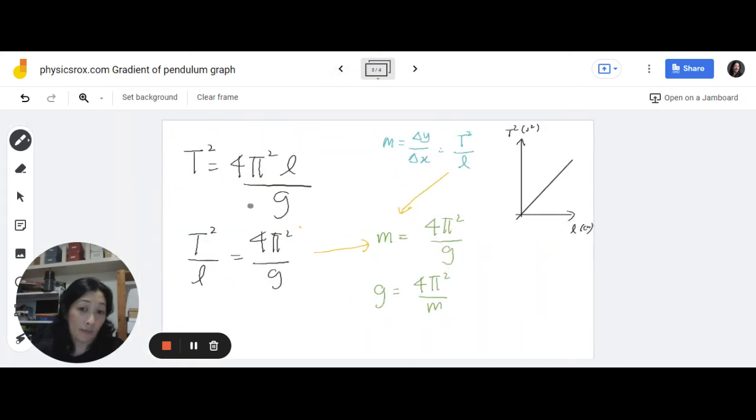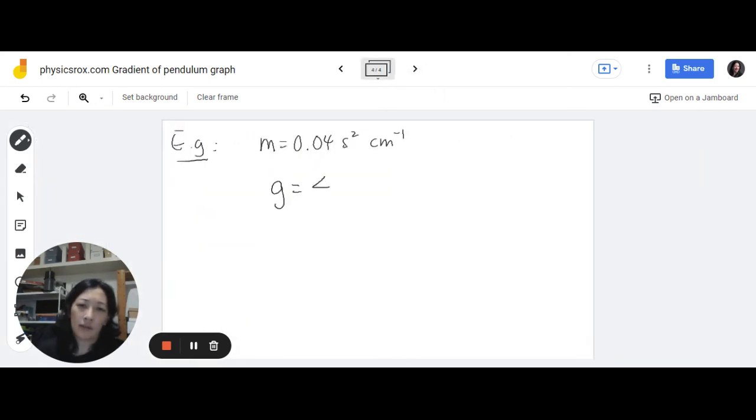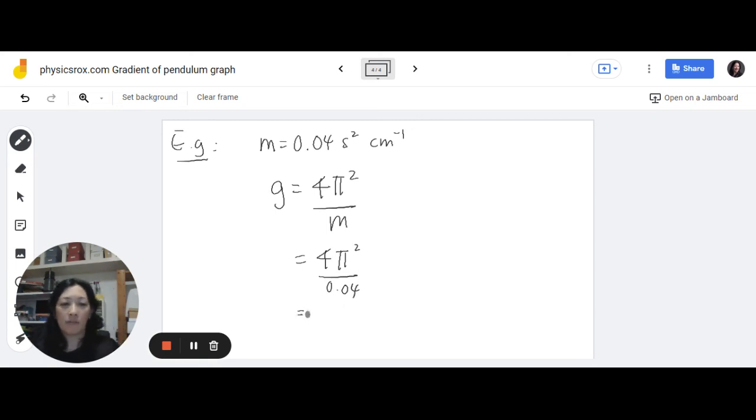So from slide number 3, we already derived and worked it out: G equals 4 pi squared over M. So what we'll do is take this value and put it in. G equals 4 pi squared over 0.04. So I'm just going to pull out my calculator and work it out.